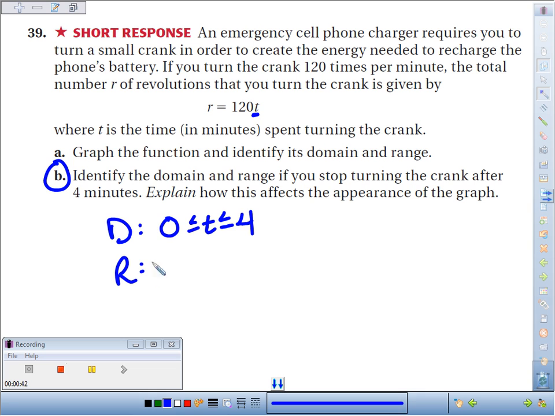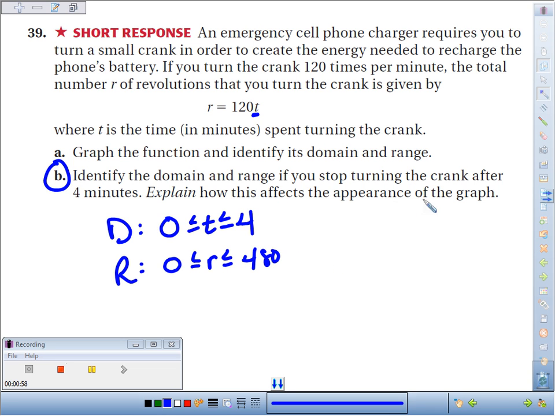The range of the graph, if you think about if I don't turn the crank at all, if I turn it for 0 minutes, 120 times 0 would be 0 revolutions. If I crank for all 4 minutes, 120 times 4, that's going to be 480 revolutions. So R, the number of revolutions, is going to be somewhere between 0 and 480.